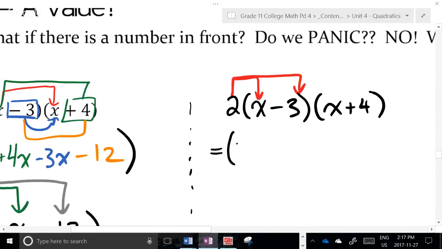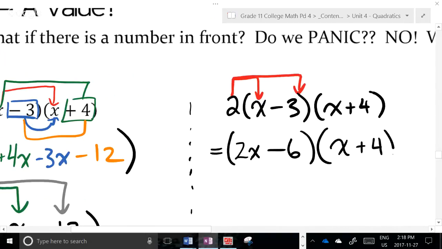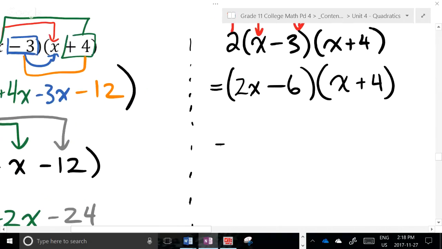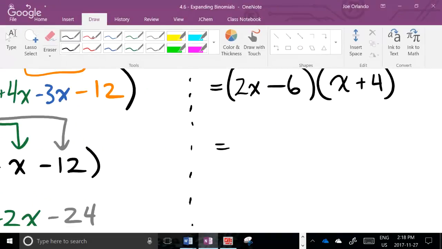No, 2 times x is just 2x. What's 2 times negative 3? Negative 6. And we close that bracket, and the next bracket is unchanged. And now we can do this distribution.